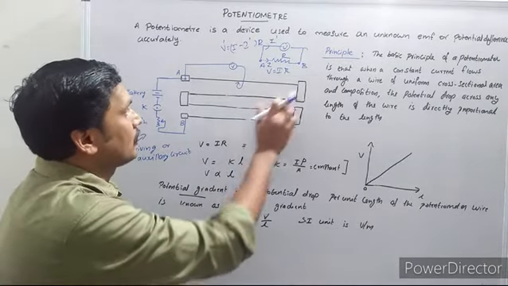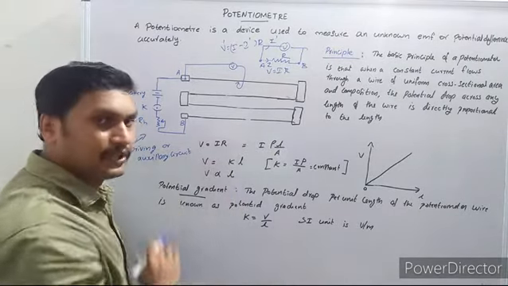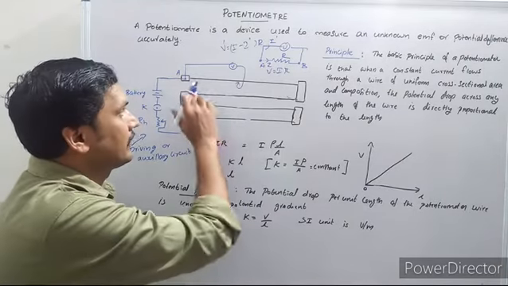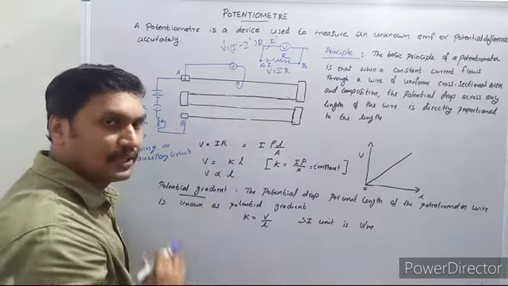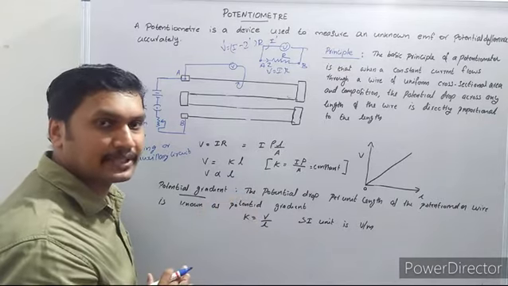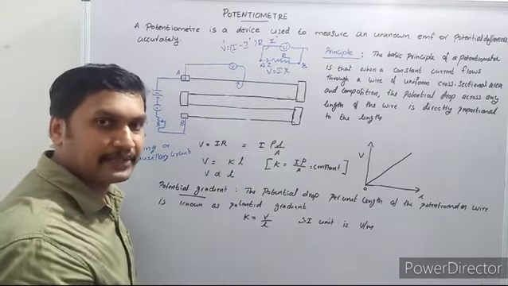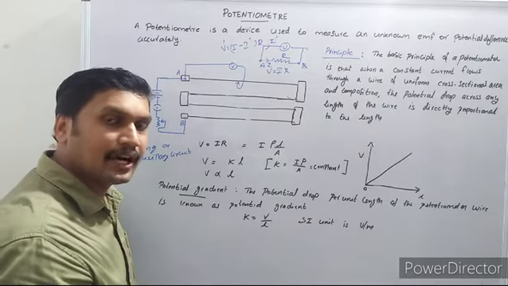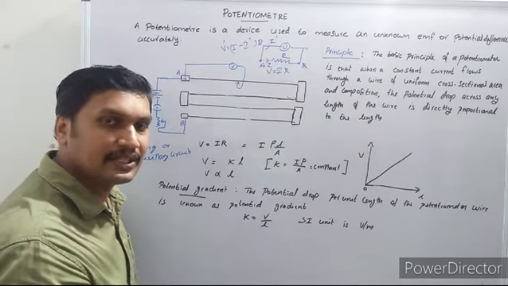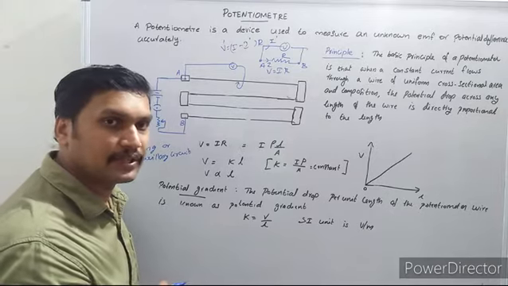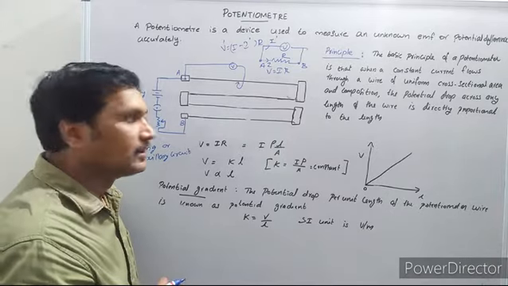So this is the main part of a potentiometer, a uniform wire. A wire of uniform area of cross section, with length 4 to 10 meters. Usually this wire is made of manganin or constantan, having very high resistivity and a low temperature coefficient of resistivity.